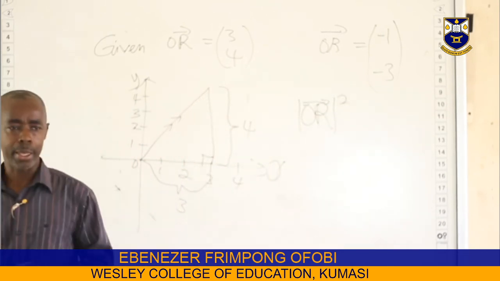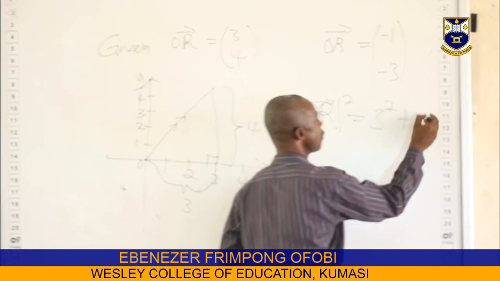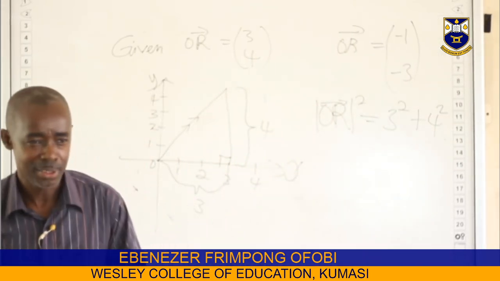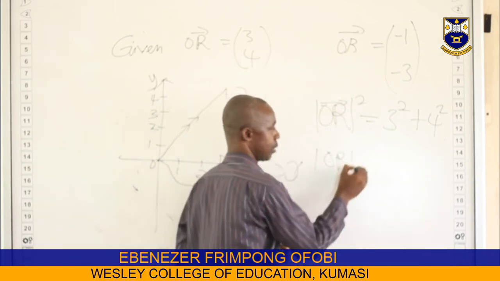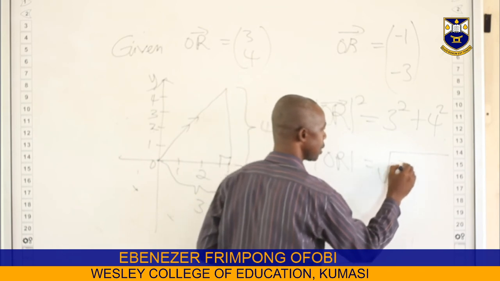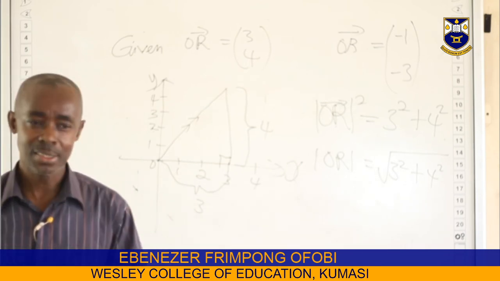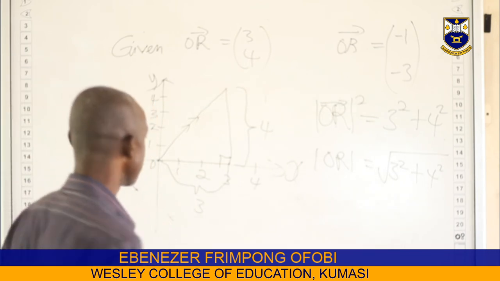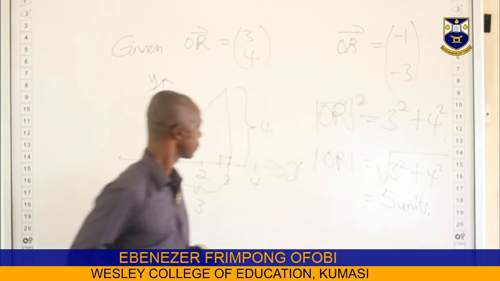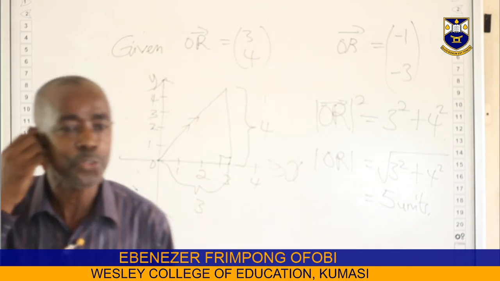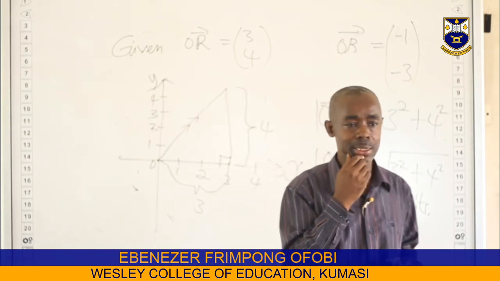Okay, so looking at this, to find my OR, my OR square will be given as 3 square plus 4 square. Is that not it? Yes. Good. So the length OR becomes the root of this plus that. So you have 9 plus 16, which is 25. And the root of it will be what? 5 units. Good. That's how you can find the length.